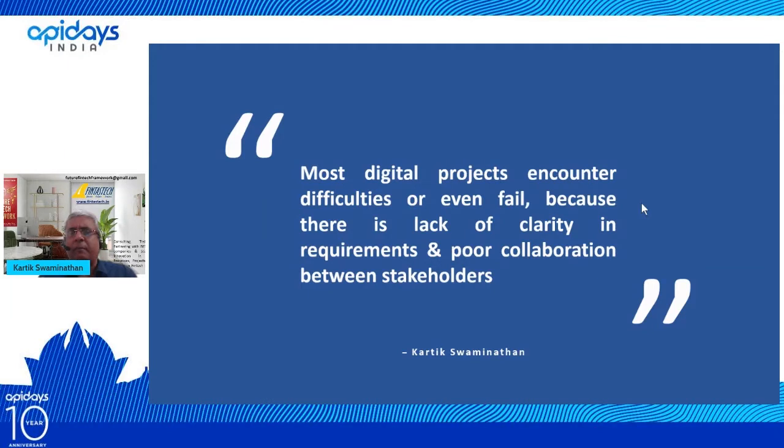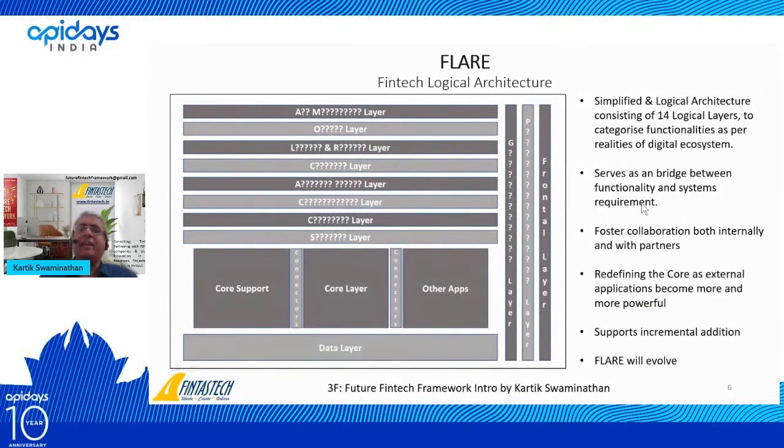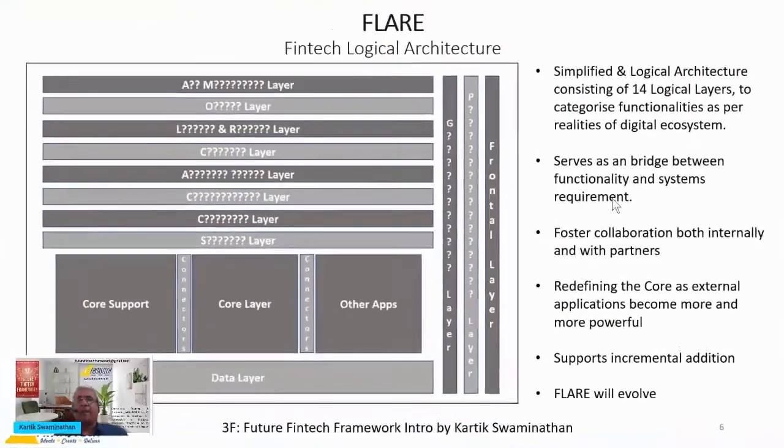Because at any given point of time, you have some level of technology to do work most efficiently, right? So assuming that, how do you improve, bring clarity in requirement and enhance the collaboration between stakeholders? And that can happen through one framework which I very quickly will take you through, called Fintech Logical Architecture, or FLAIR, which is nothing but a simplified 14 block or layered architecture which will categorize various functionalities in these 14 blocks.